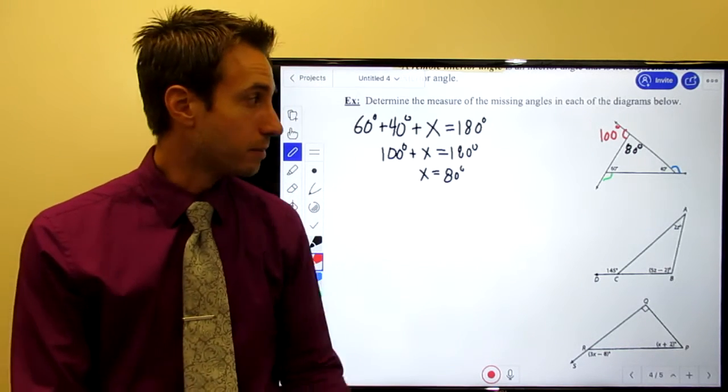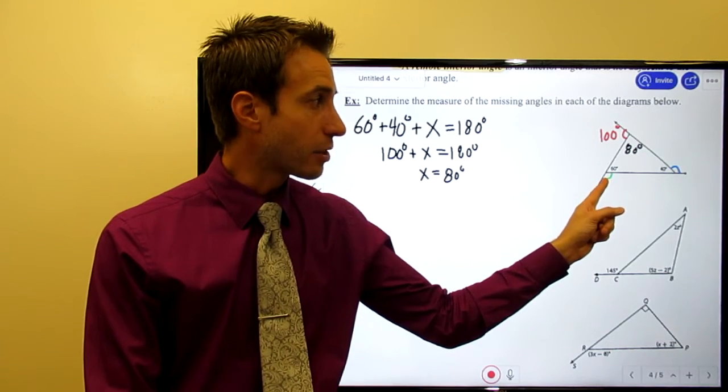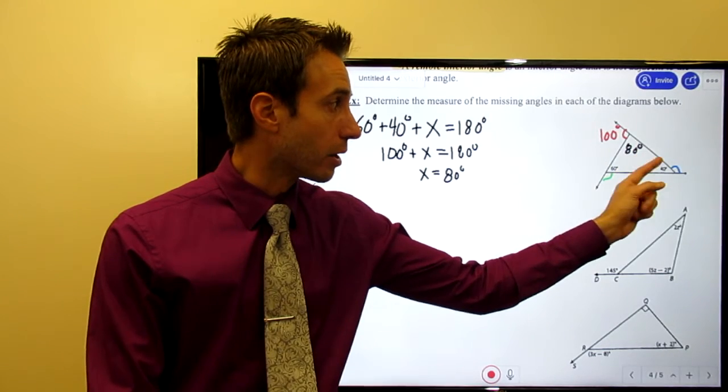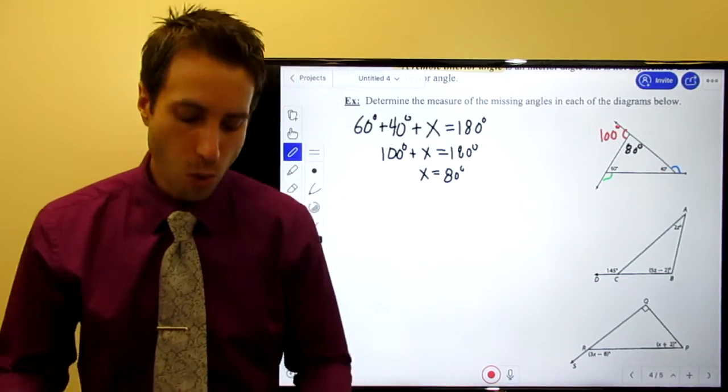Awesome. Keep going. This guy right here, the exterior angle, has to be equal to the remote interior angles. Well, 80 and 40, 120.